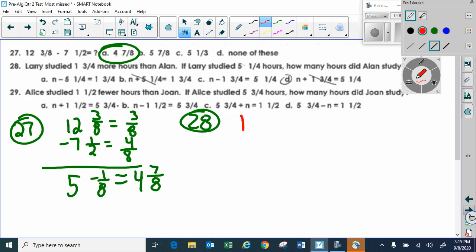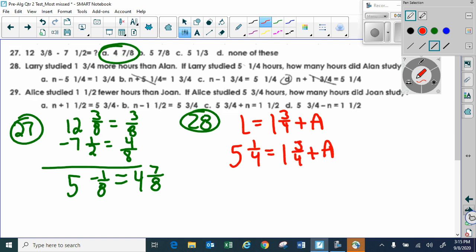Larry studied 1 3/4 more hours than Alan. If Larry studies 5 1/4 hours, so substitute it in, how many hours did Alan study? So Alan, all I've done in the answer key is replace the A with an N. So where do you see N plus 1 3/4 equals 5 1/4? Right there. 29.